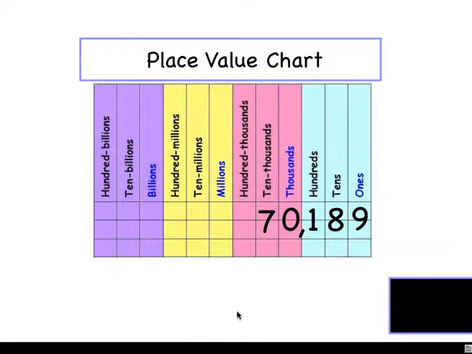So, place value is important because it tells us where each digit falls in that number. And if I had put the 7 in the tens place instead, I wouldn't have 70,189 anymore. I'd have a different number.